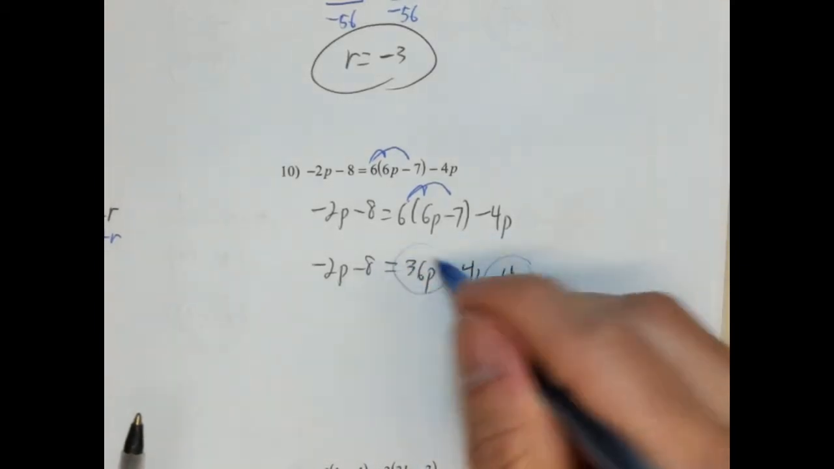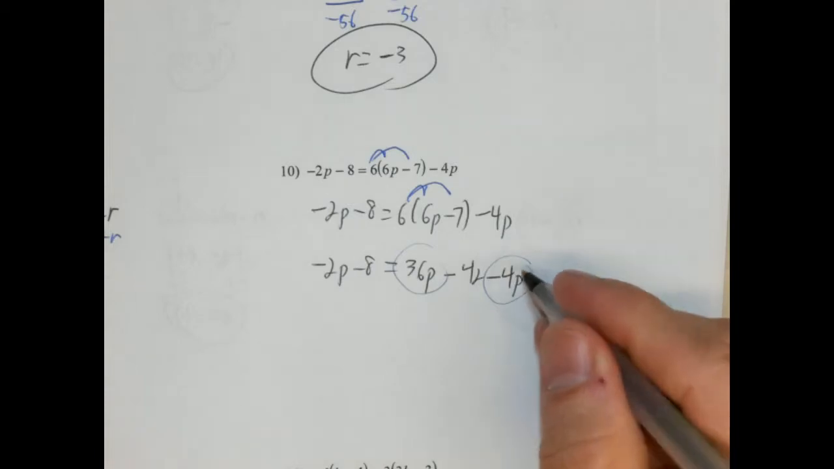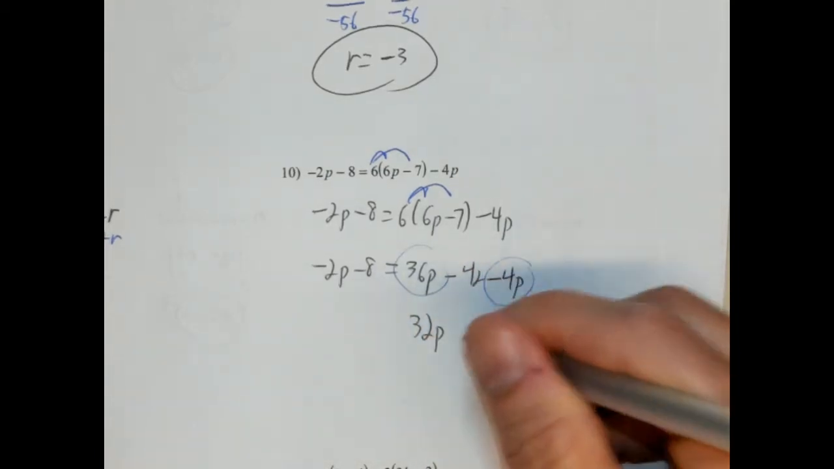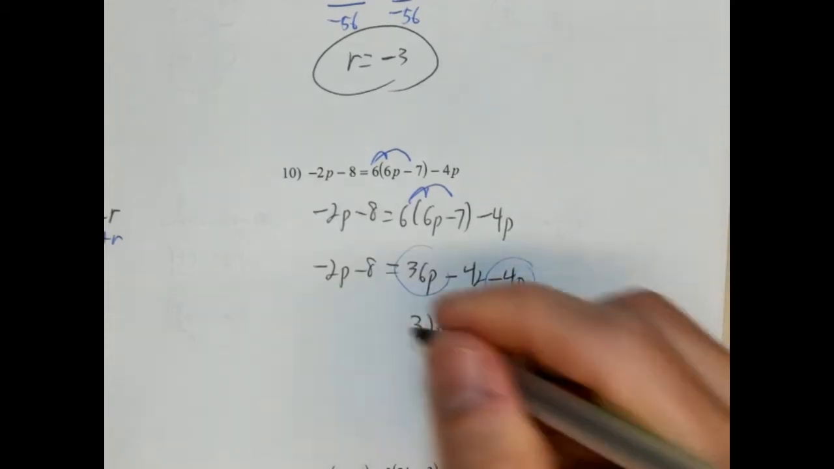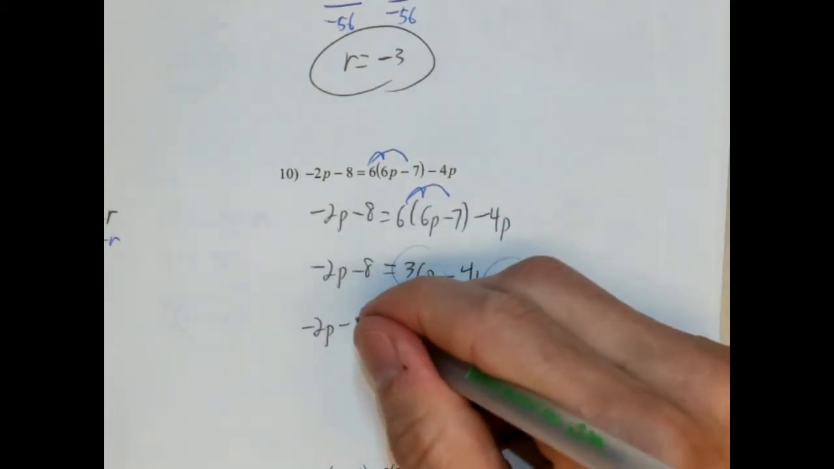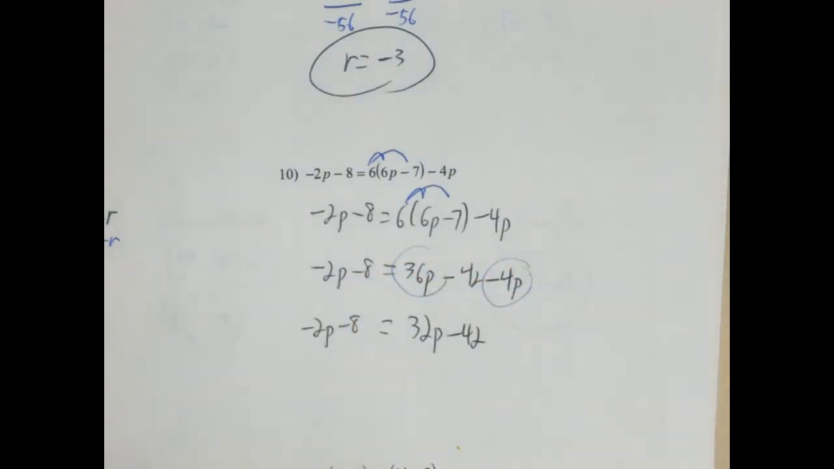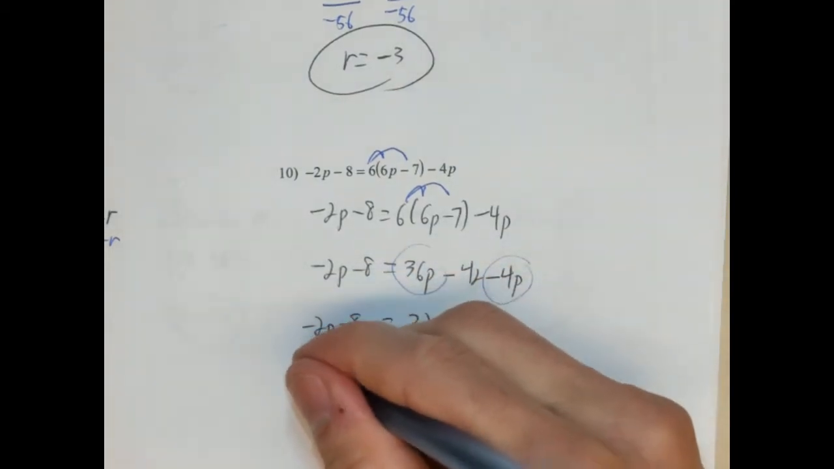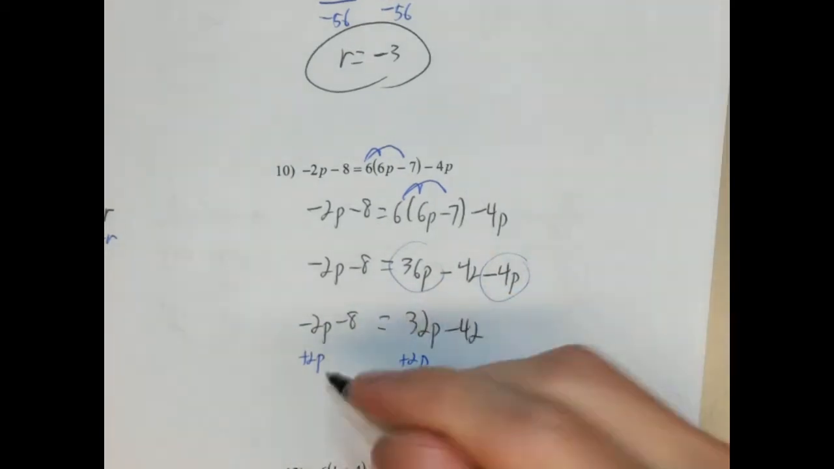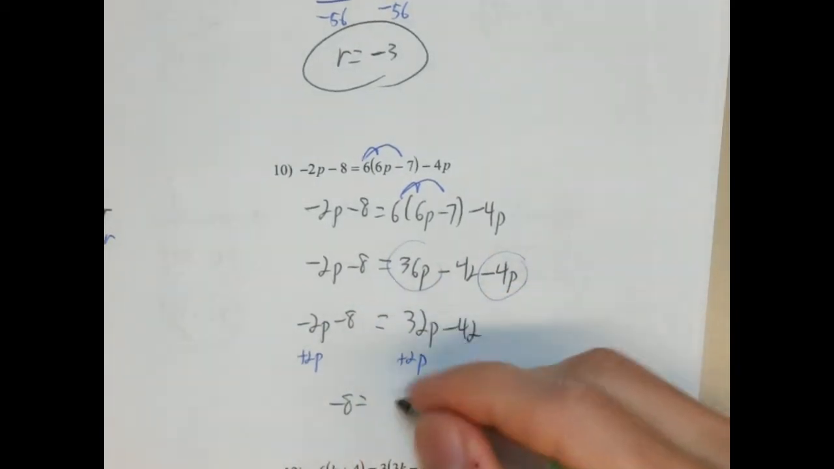Let's combine like terms. We have negative 4p and 36p. So this will equal 32p minus 42. And then negative 2p minus 8. So we're going to move the negative 2p. So we're going to add 2p because that's the smaller coefficient. It's 2p.